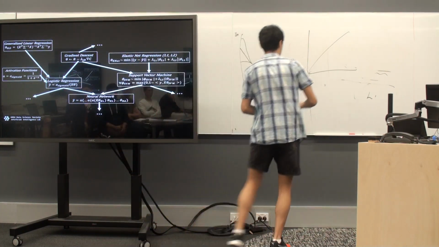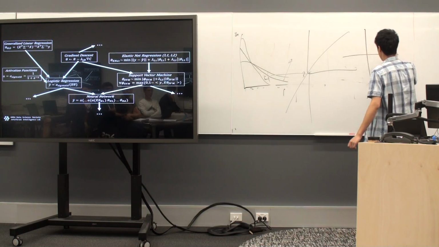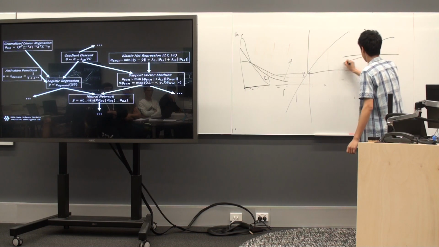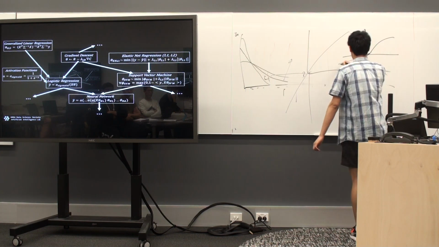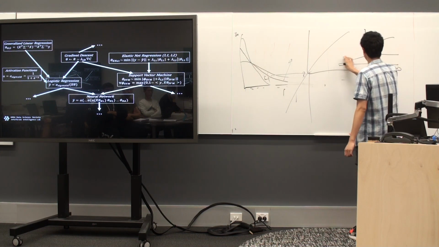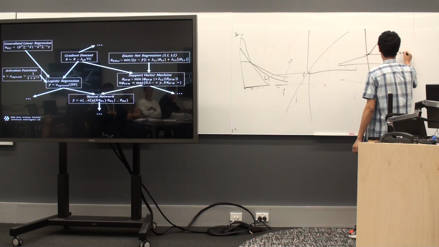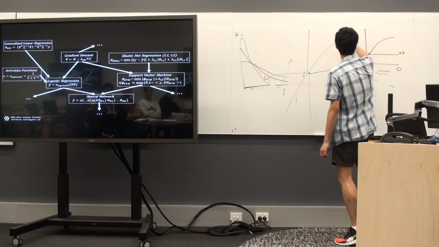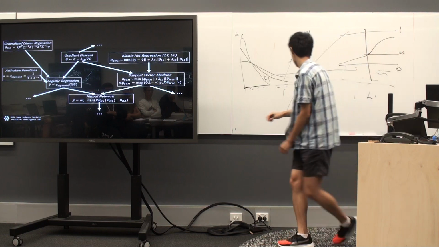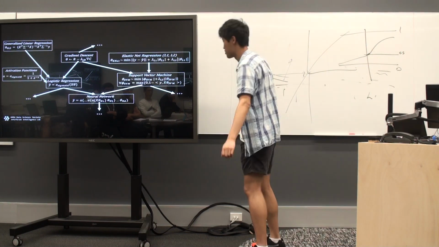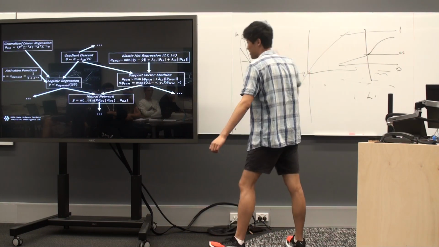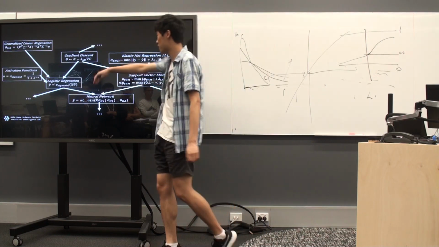A sigmoid looks something like this. Oops, that should be 0. That should be 0.5, something like that, and this is a 1. The drawing is getting ugly, but yeah. There's also tanh and ReLU. Anyways, we're going to learn about that.